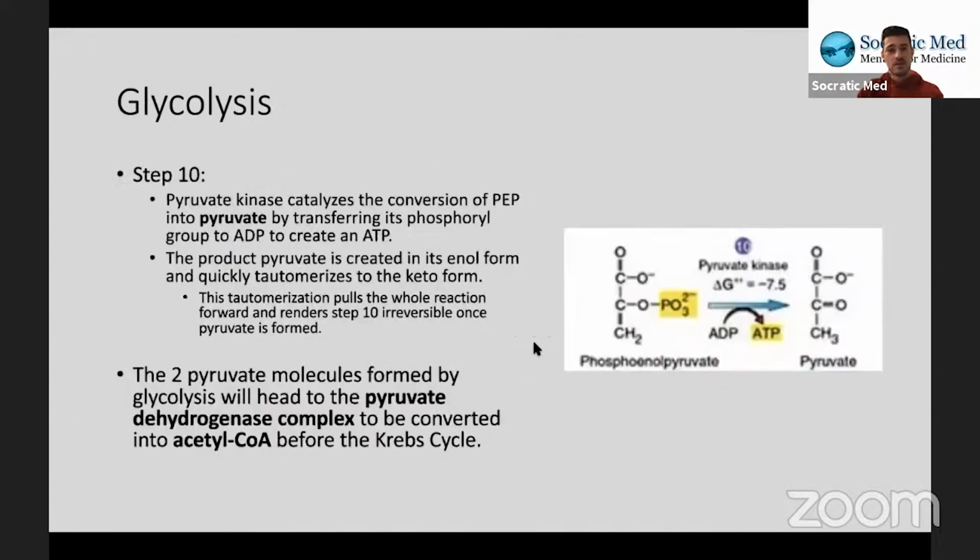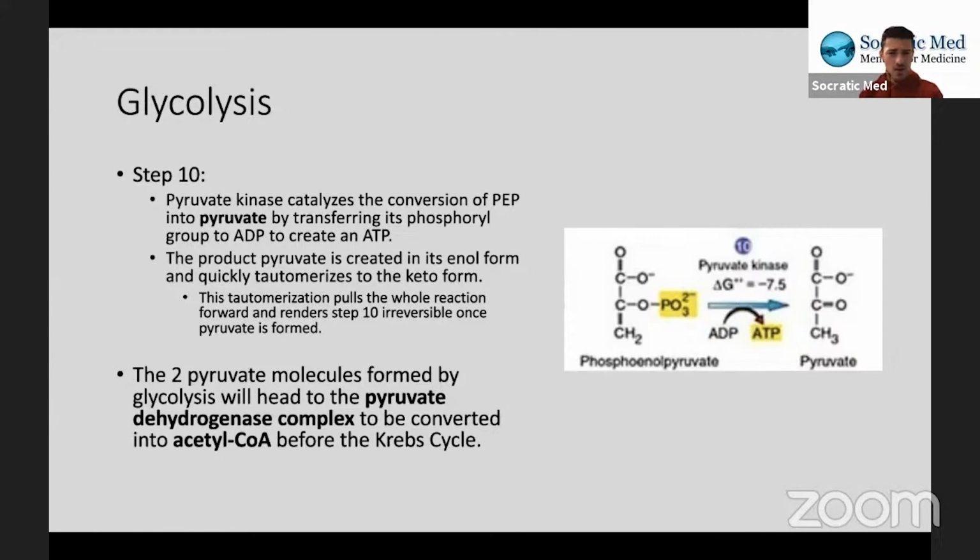So that brings us to step 10. Pyruvate kinase catalyzes the conversion of PEP into pyruvate by transferring its phosphoryl group to ADP to create an ATP. So the only difference between phosphoenolpyruvate and pyruvate is that we're removing that phosphoryl group. So we tack that phosphoryl group onto an ADP. And in step 10, we come out with an ATP and a pyruvate. So those are 2 products that we definitely want. Pyruvate is the final product of glycolysis, and it'll go through 1 more modification before it can hit the Krebs cycle.